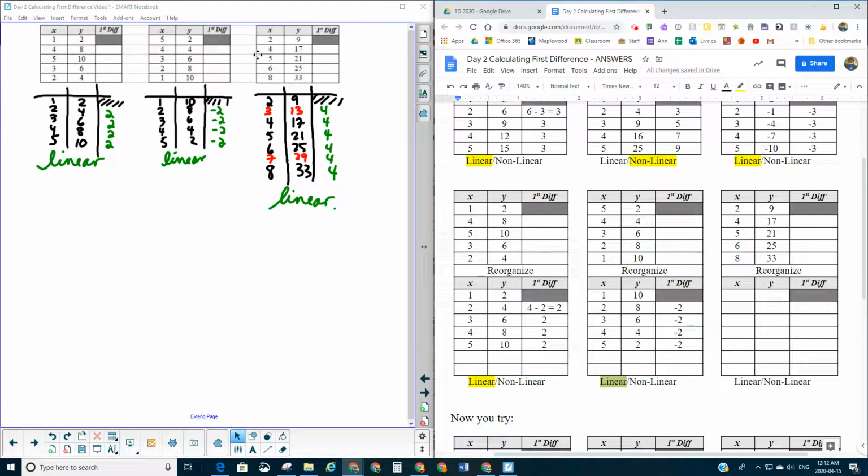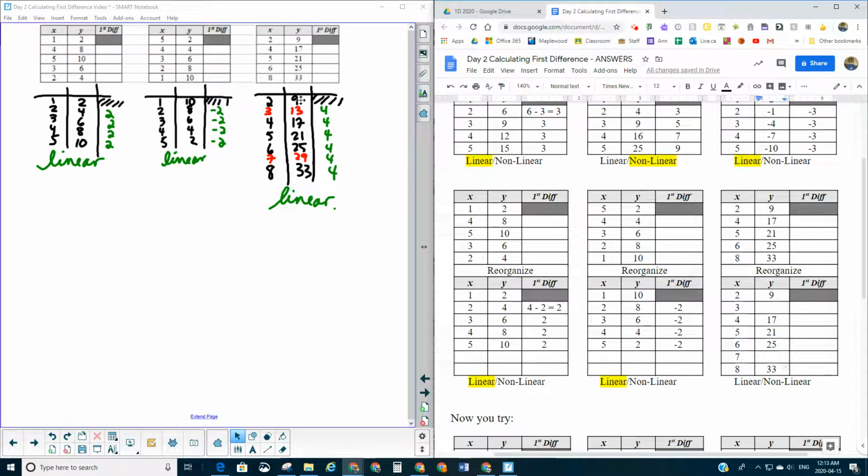Our third example is just what we did here. We had the 2. We didn't have the 3. We do have the 4, the 5, the 6. We didn't have the 7, but we did have the 8. So if we fill in the stuff we know from the top, this was a 9. We didn't know the 3. Then we had 17 and 21 and 25 and then 33.